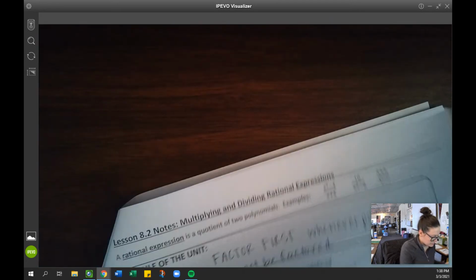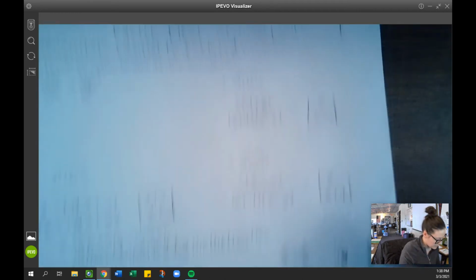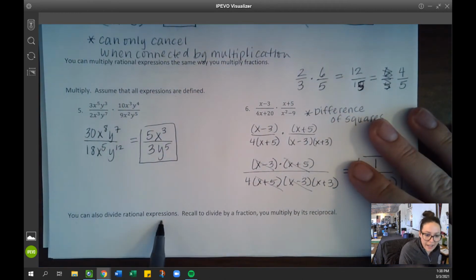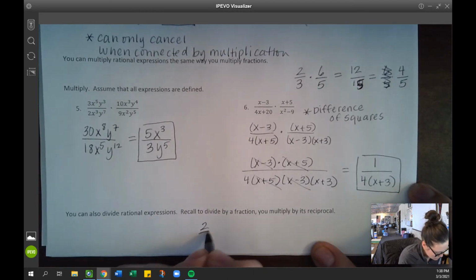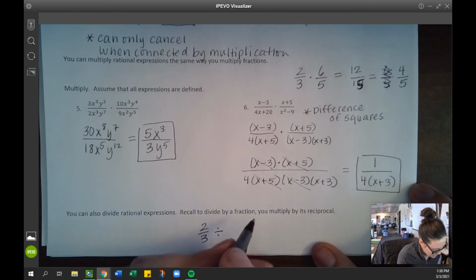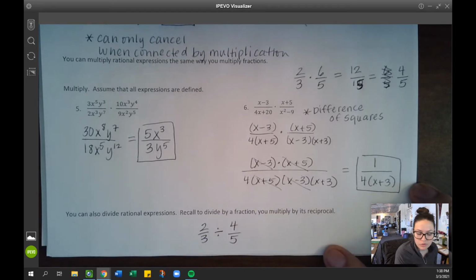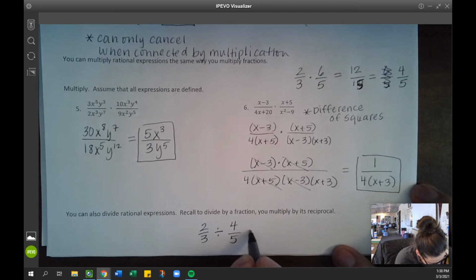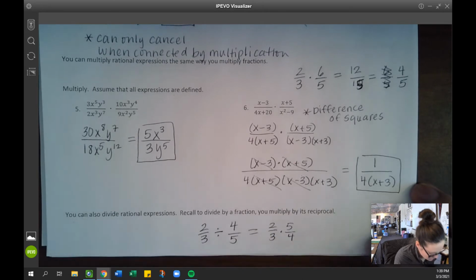All right, let's keep moving. Oh, I skipped the line at the bottom. What does it say? You can also divide rational expressions. So recall, to divide a fraction, you multiply by its reciprocal. So let's say I had 2/3 divided by 4/5. That would mean that I'm going to do 2/3 times 5/4. And then it's just a multiplication problem again.